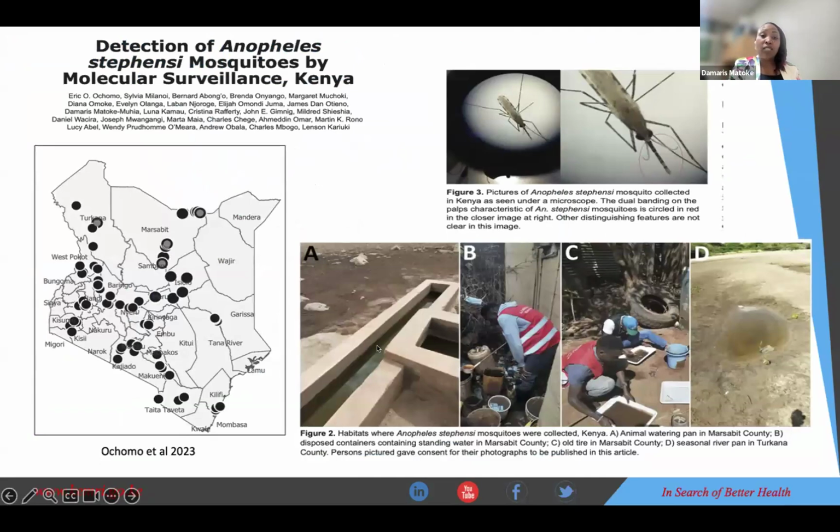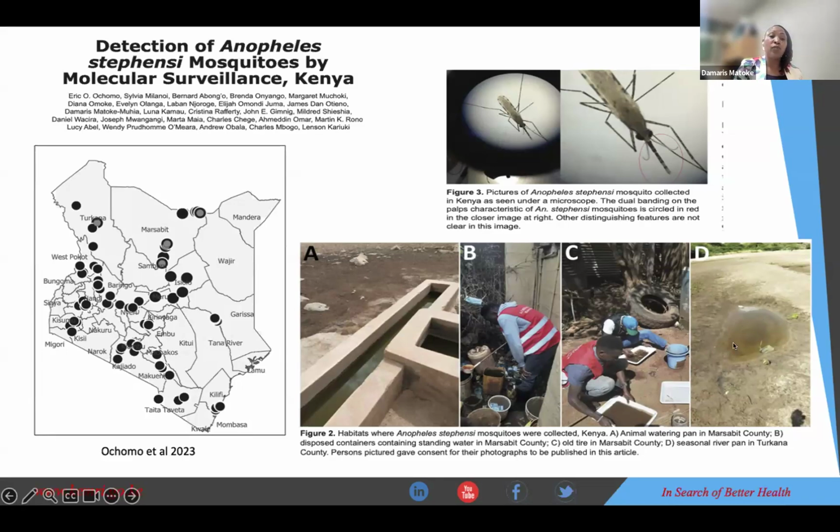But the vector was detected in containers and breeding in water harvesting containers and dirty water areas, the animal watering pans. This is an animal watering pan, and also other disposed containers. That's where we found the vector. However, it has also been found in Turkana, in places where they have seasonal rivers and seasonal watering pans for animals.